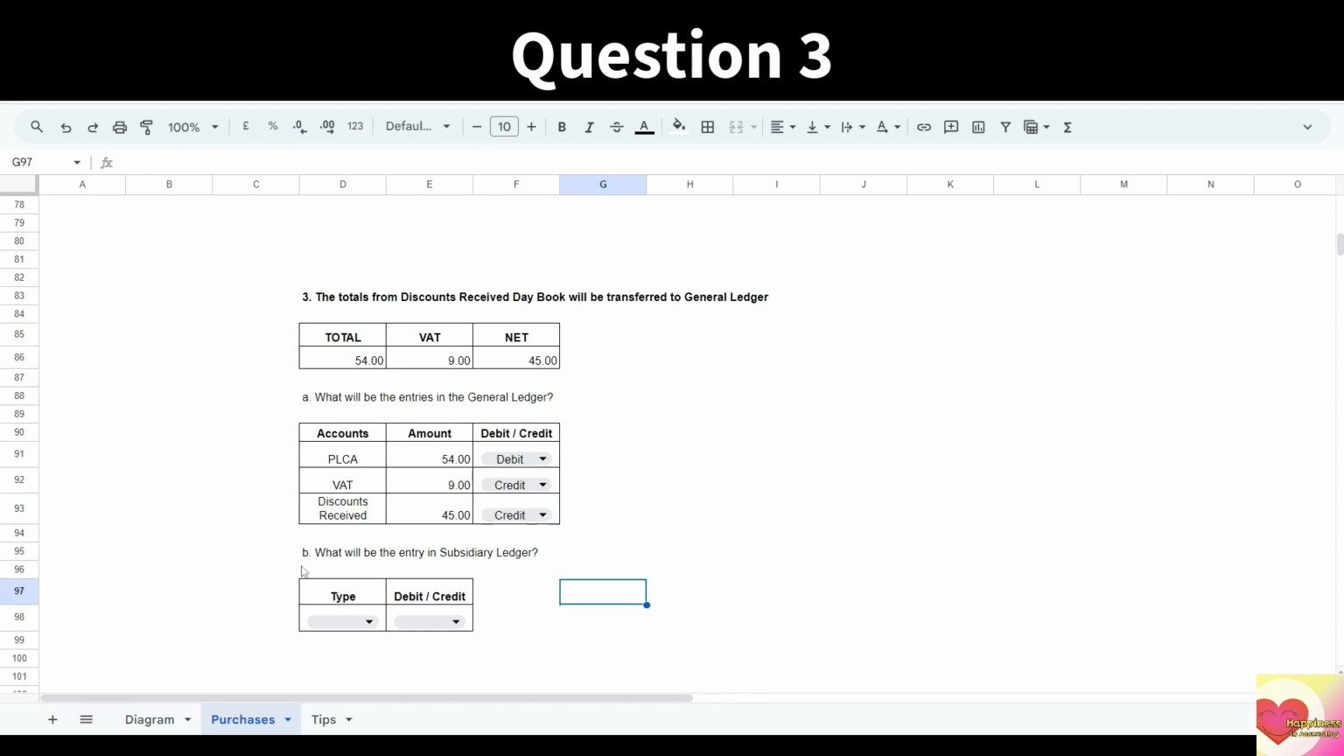Next, letter B, what will be the entry in the subsidiary ledger? The answer here should be payables, because discounts received affects our payables and not the receivables. And we should always enter the payables to the same side where we entered the PLCA, which is debit. Now we are done answering all the questions.